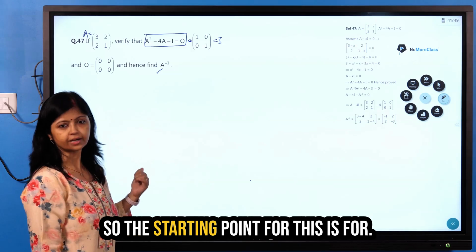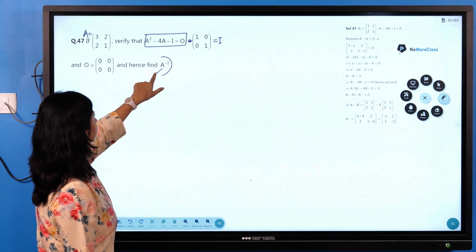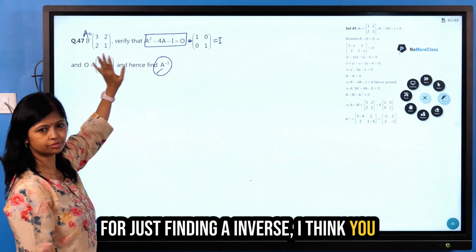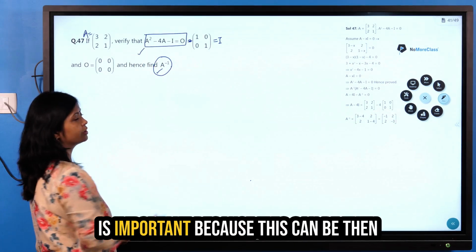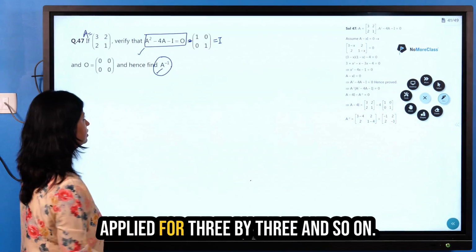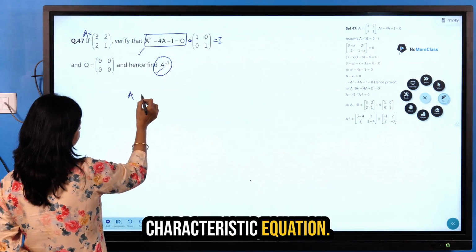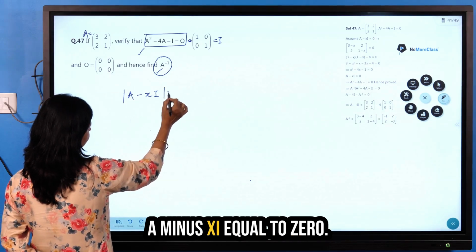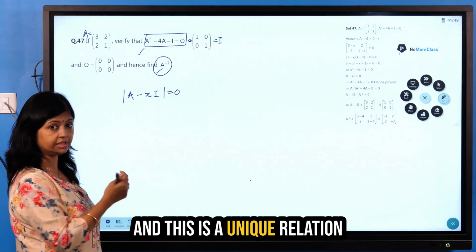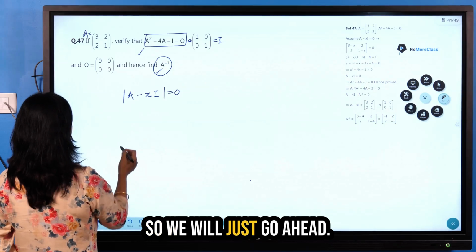So the starting point for just finding A inverse, I think you don't have to go through all that. We can easily find it. But this relationship is important because it can then be applied for 3 by 3 and so on. So we will start with the characteristic equation: determinant of A minus xI is equal to 0. And this is a unique relation for the given matrix.